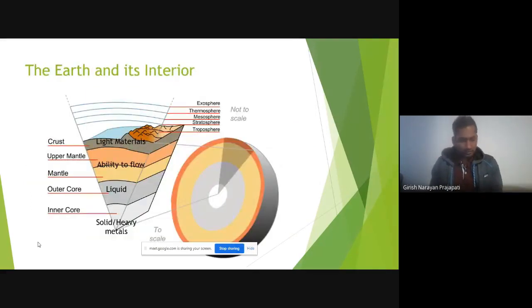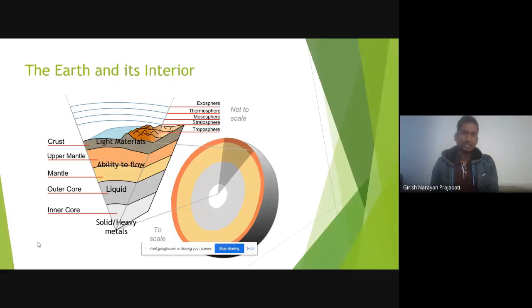Moving on. As we know, a long time ago, a large amount of heat was generated due to the fusion from large collisions. When this material collided, the earth became cold again, and the heavy metals went inside the earth's core, while the lighter materials rose up to the top. So our earth's interior is divided into four parts. The inner core is generally made of solid heavy metals like nickel or iron. Above that is the outer core, which is completely liquid, hot liquid. The temperature over there can be around 2000 degrees Celsius.